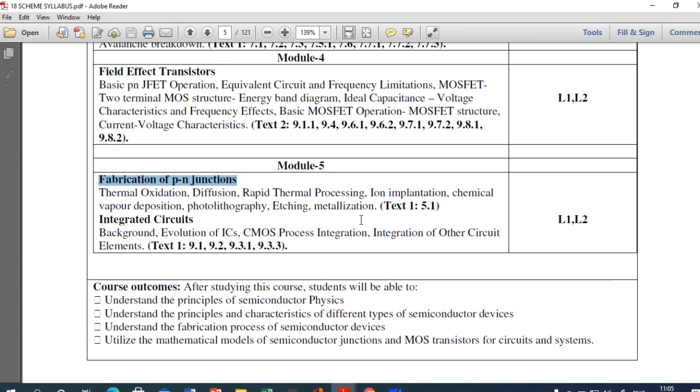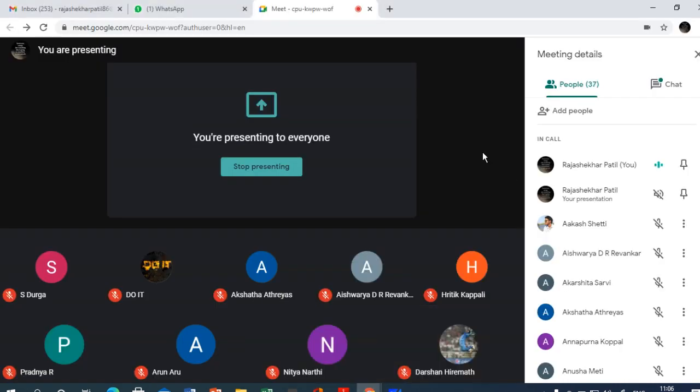And we have already discussed the importance of oxidation. Two types are there, dry oxidation and wet oxidation. Different methods like thermal oxidation, rapid thermal processing, then chemical vapor deposition. So these all belong to the oxidation process.